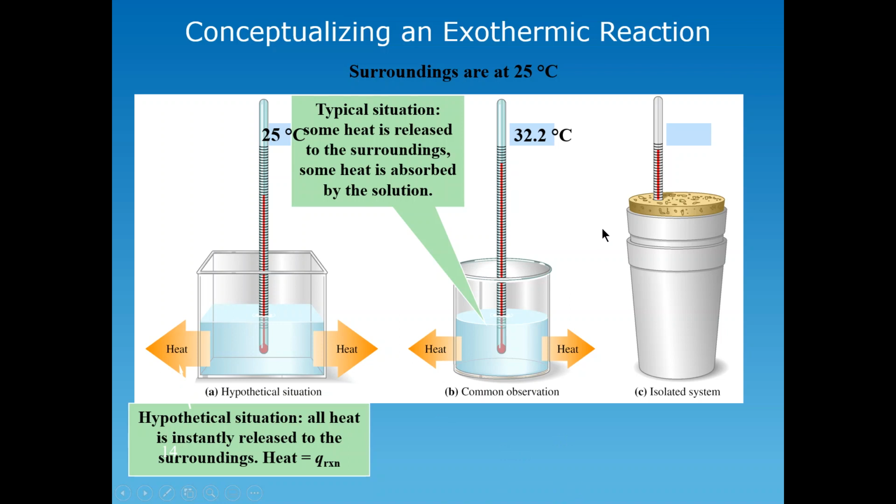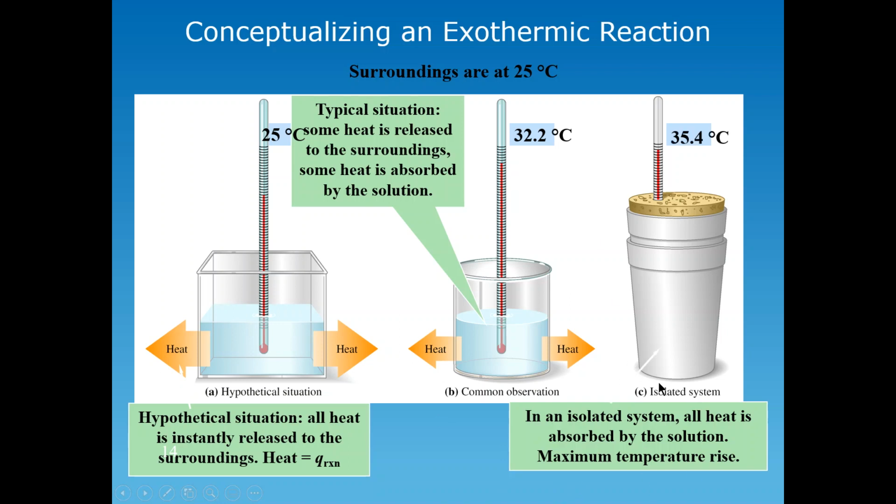Now, in the third case, what we have here is an isolated system. If you remember, an isolated system does not allow for heat or matter to exchange between itself and the surroundings, all right? So in this particular case, there's no heat exchange between the system and surroundings, and therefore all the heat that is generated in this exothermic reaction will be absorbed by whatever remains in this system. So basically, the temperature increase will be higher. As you can see here, it's 35.4 degrees Celsius compared to the 32.2 degrees Celsius, all right?